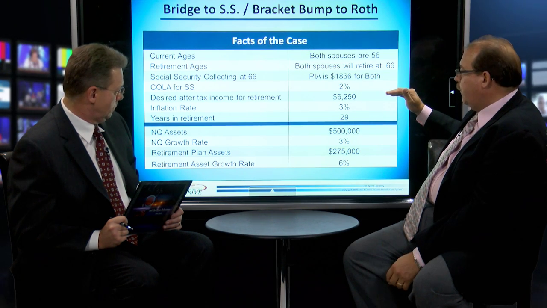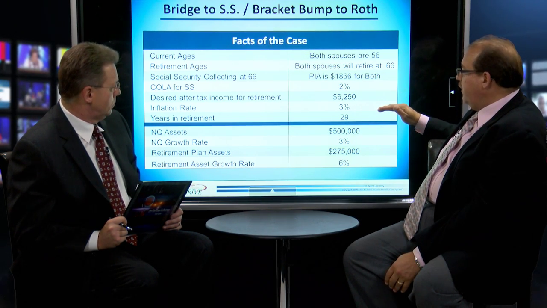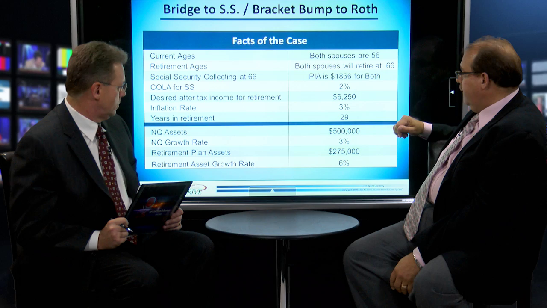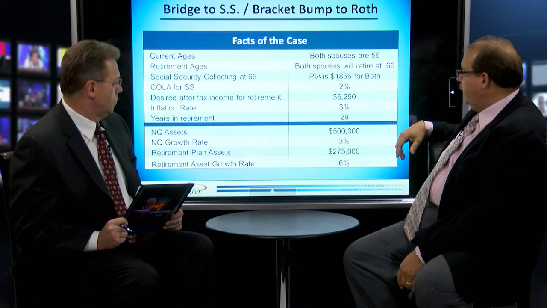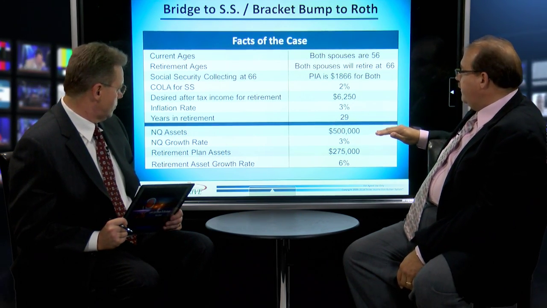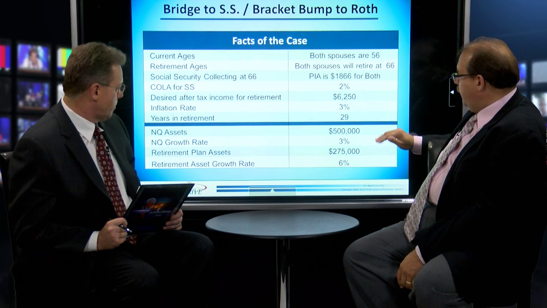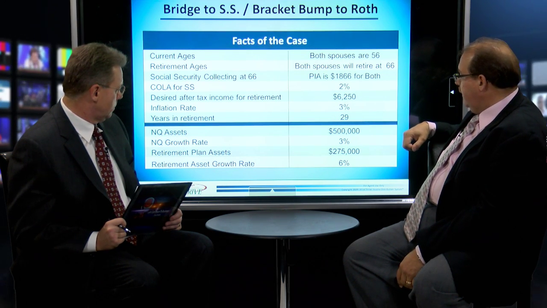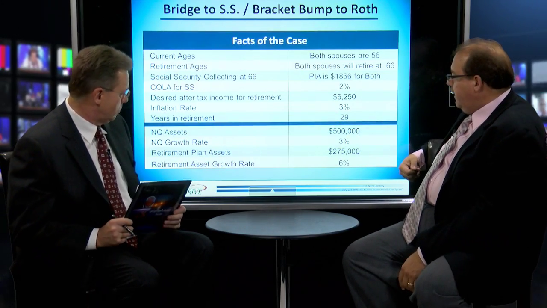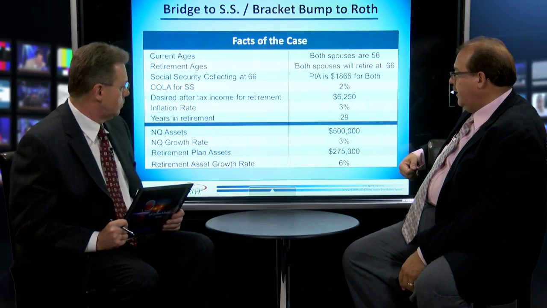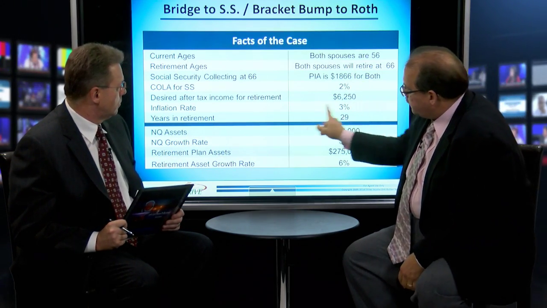We're going to actually do 1040s under the hood. We have an inflation assumption for that income need of 3%. And we're going to expect, based on the last surviving spouse, that this money has got to last for 29 years. We have non-qualified assets of $500,000. We're assuming a 3% growth rate on the non-qualified assets. We have $275,000 in retirement assets, and 6% is the growth rate we're assuming on those retirement assets.